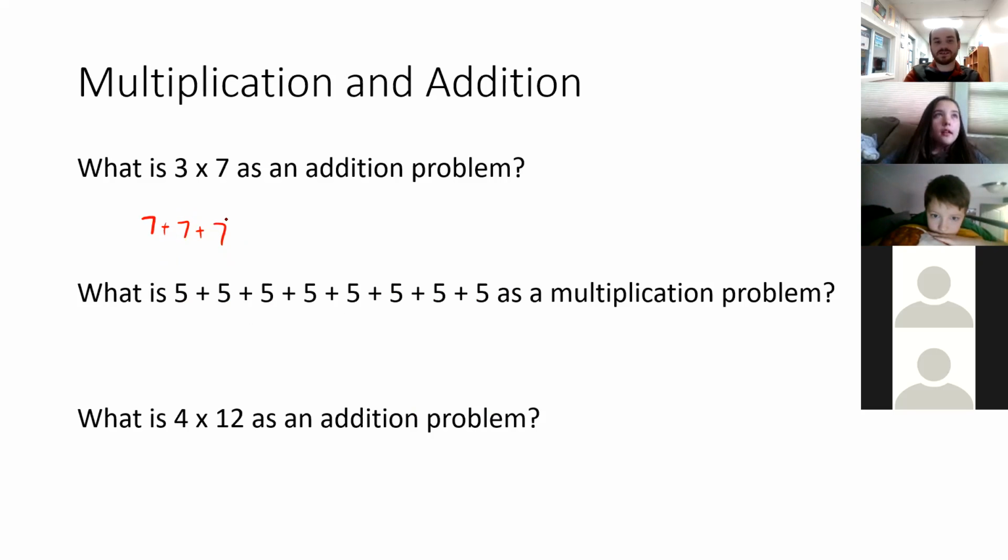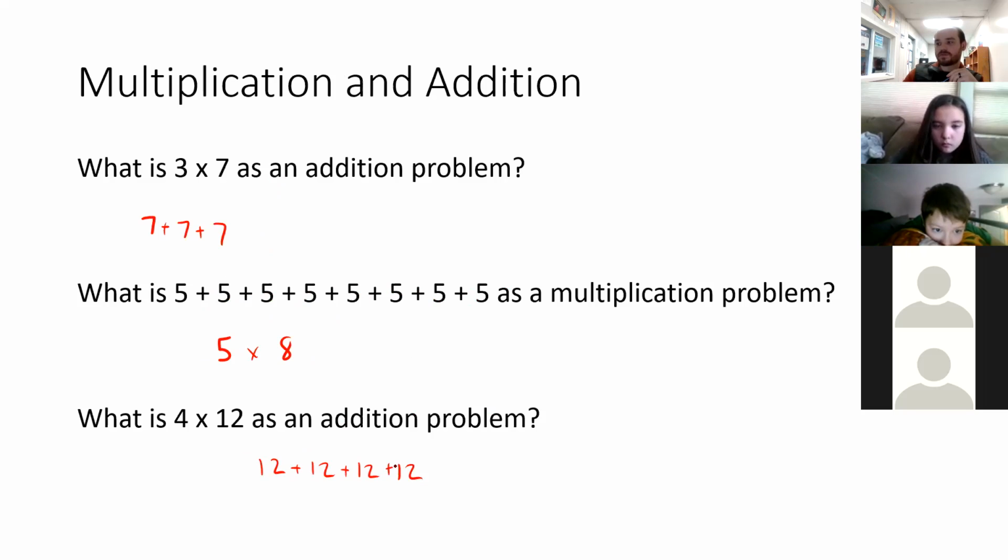So we have 3 7s that we add together. Okay, what is 5 plus 5 plus 5 plus 5 plus 5 plus 5 plus 5 plus 5? It is 5 times 8. So do be careful counting these out, but there are 8 of them. Since there are 8 of them, that is effectively 5 times 8. And what about 4 times 12? Right, 12 plus 12 plus 12 plus 12.